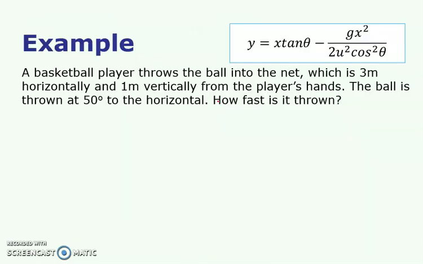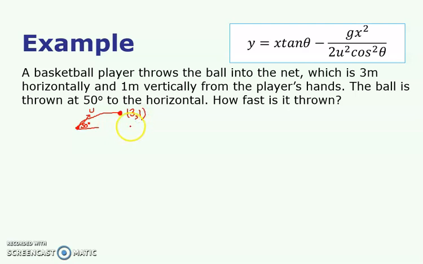So let's have a look at this in action. A basketball player apparently is throwing a ball into the net, which is 3 meters horizontally and 1 meter vertically from the player's hands. So okay, I've been given a lot of information. So from when he throws it to where it is going, you can see this is meant to be his hands. He throws it at an angle of 50 degrees, and we want to know how fast he throws it. We want to know the u. Let's just bear this in mind then, that later on it is 3 meters away horizontally and 1 meter up.